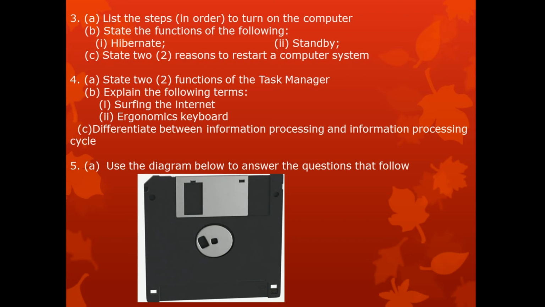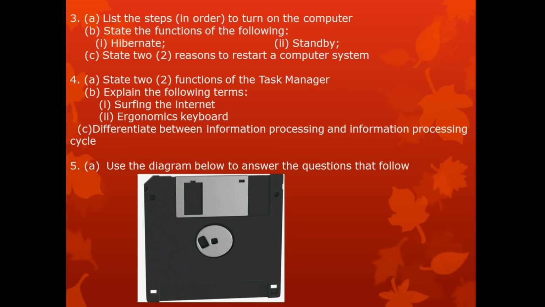Good. C. Differentiate between information processing and information processing cycle. This question can come in your exams simply. So you have to take note. Information processing is the computer activity for converting data into information.